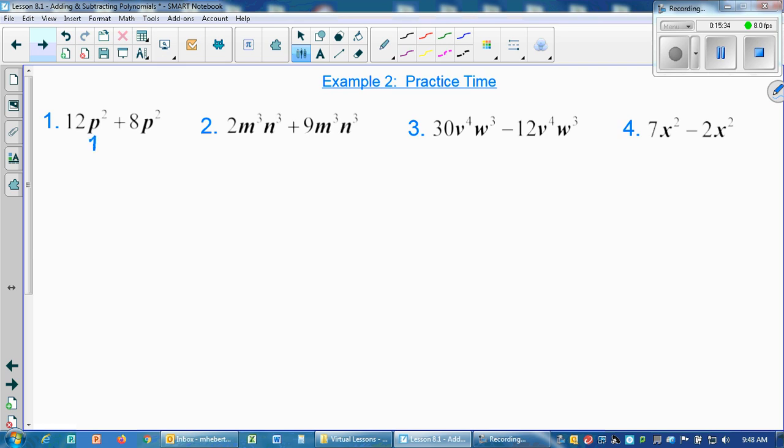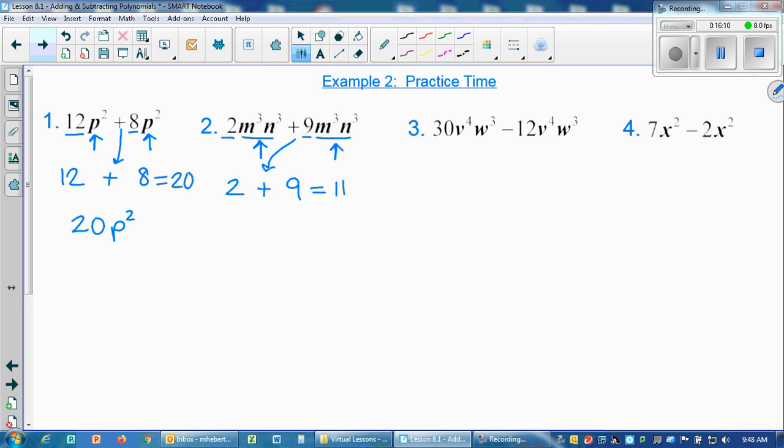We have identical twins of p squared. We take our coefficient of 12, and we're going to add it to our coefficient of 8. 12 plus 8 is 20, creating me 20 p squared. We have identical twins again of m cubed n cubed and m cubed n cubed. We'll take our coefficient of 2 and our coefficient of 9, and we will add 2 plus 9, making 11. So 11 m cubed n cubed.